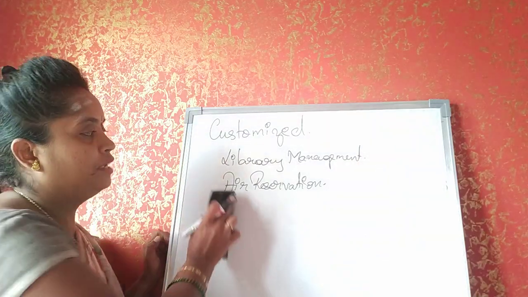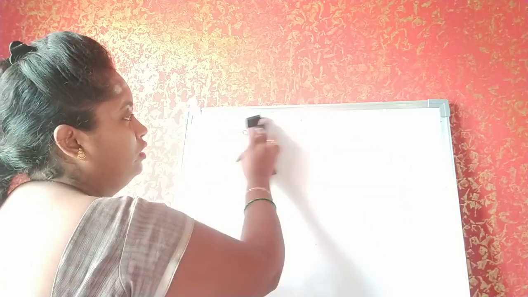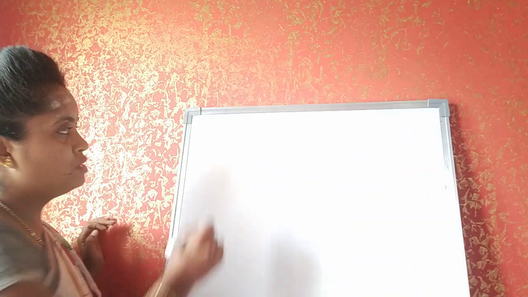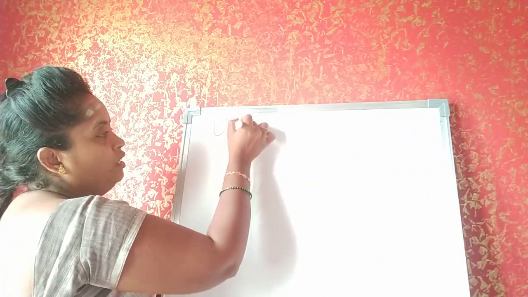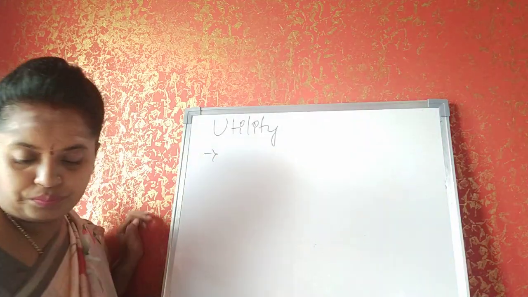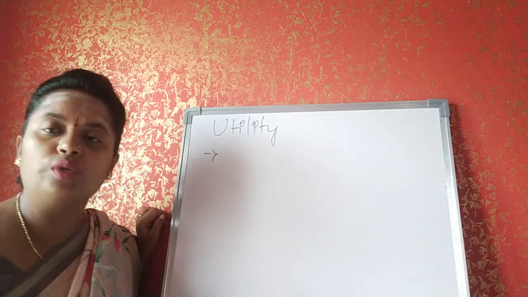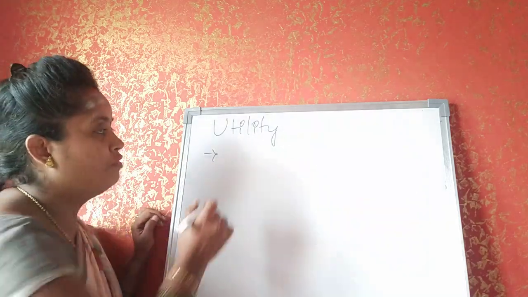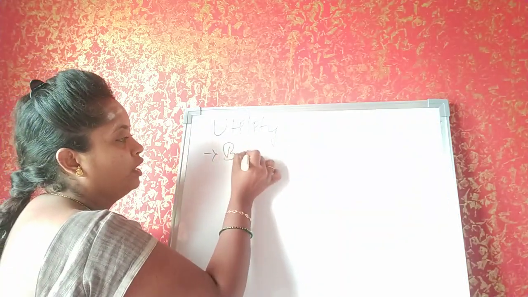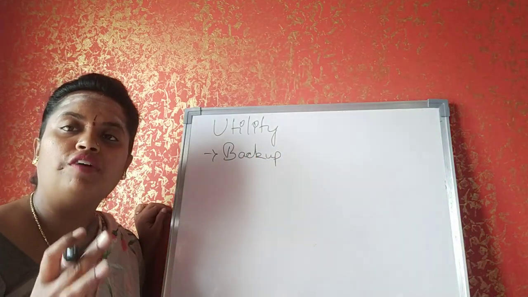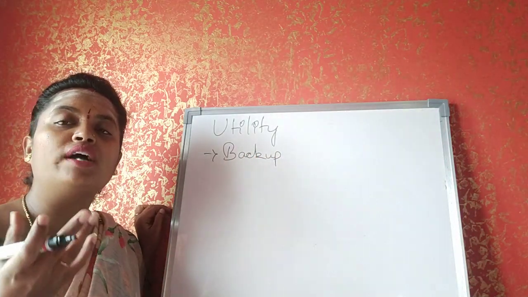Understood? Then next one will be utility programs. The last one will be utility programs. So what are these? It is an important utility software which lets you back up the computer files. So the first one will be backup utility. See, if you delete some files or folders, usually they go and sit where?